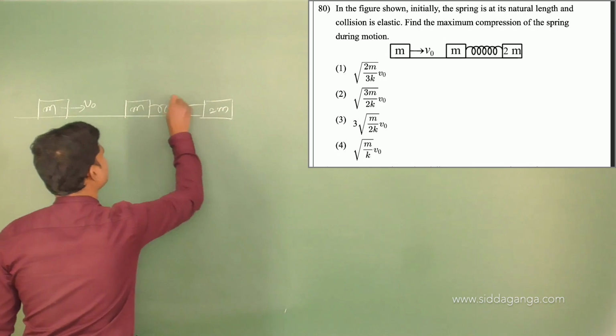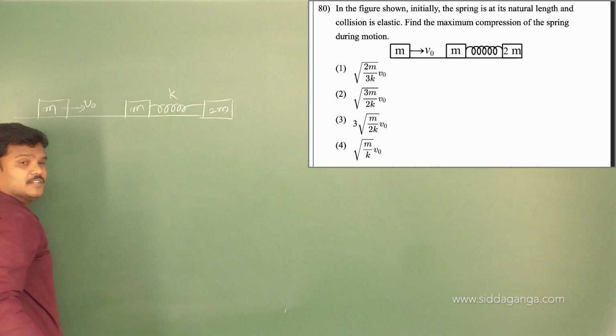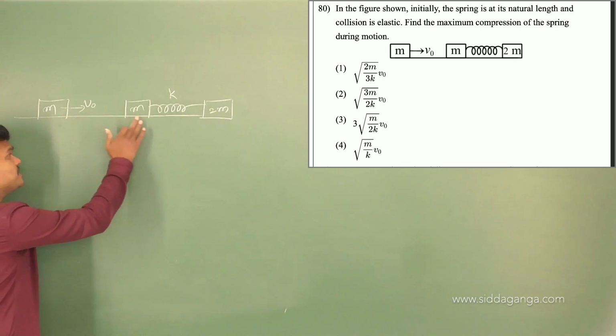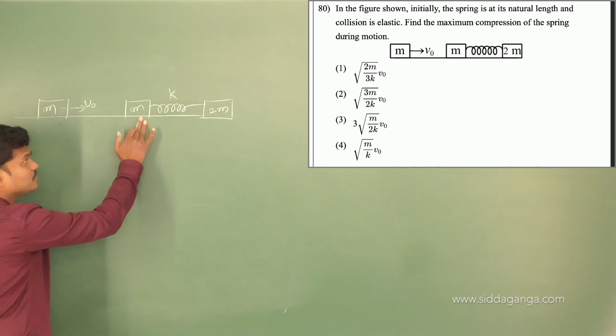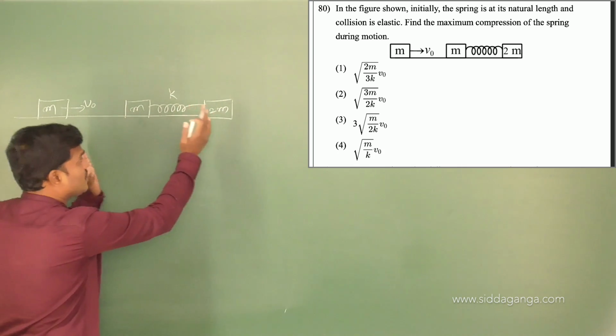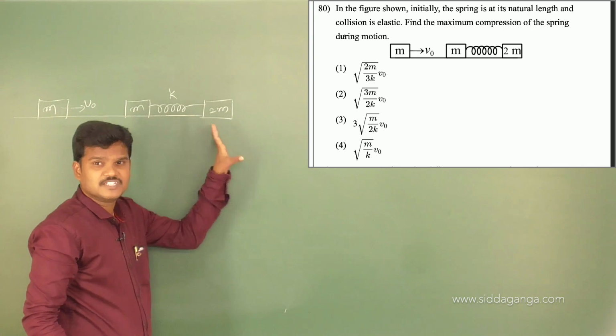This is 2m, spring constant is k. Once this block moves with a speed v naught, and if it hits this block, then no doubt this is going to move with certain speed, and the spring will compress. Next, due to restoring force, again the spring will stretch.